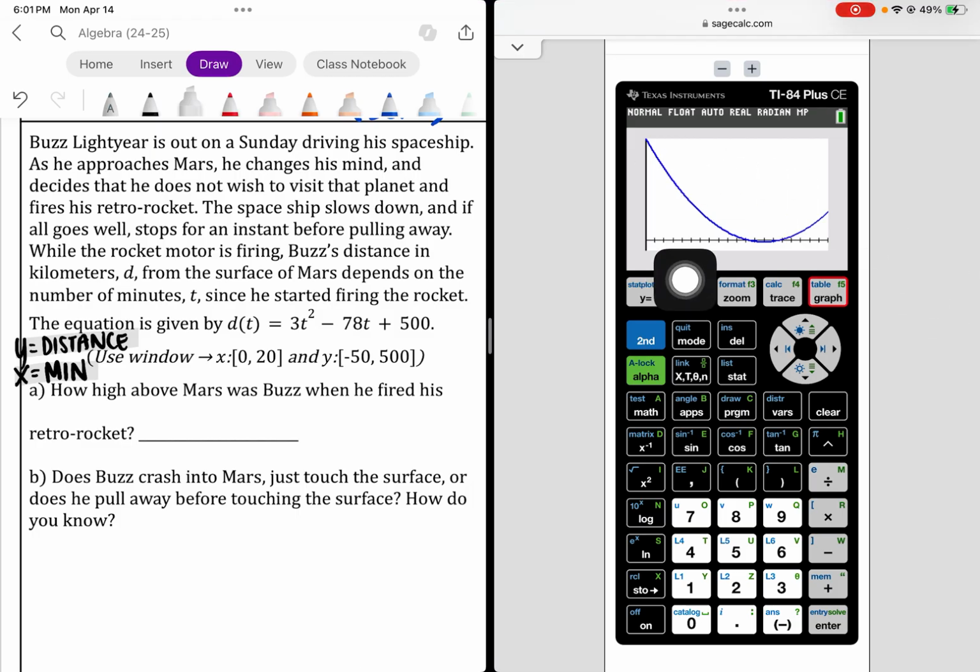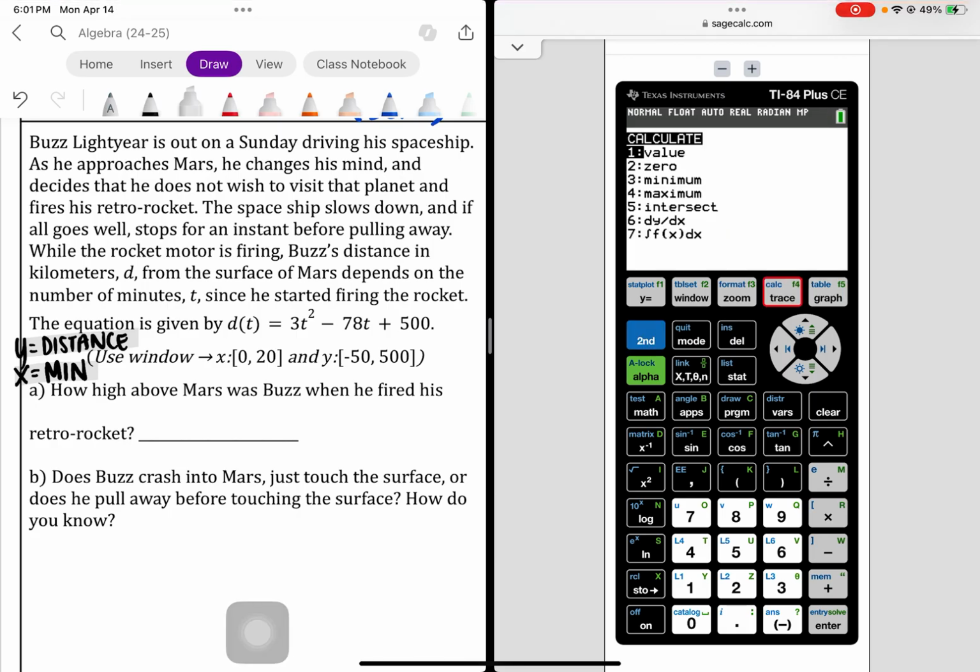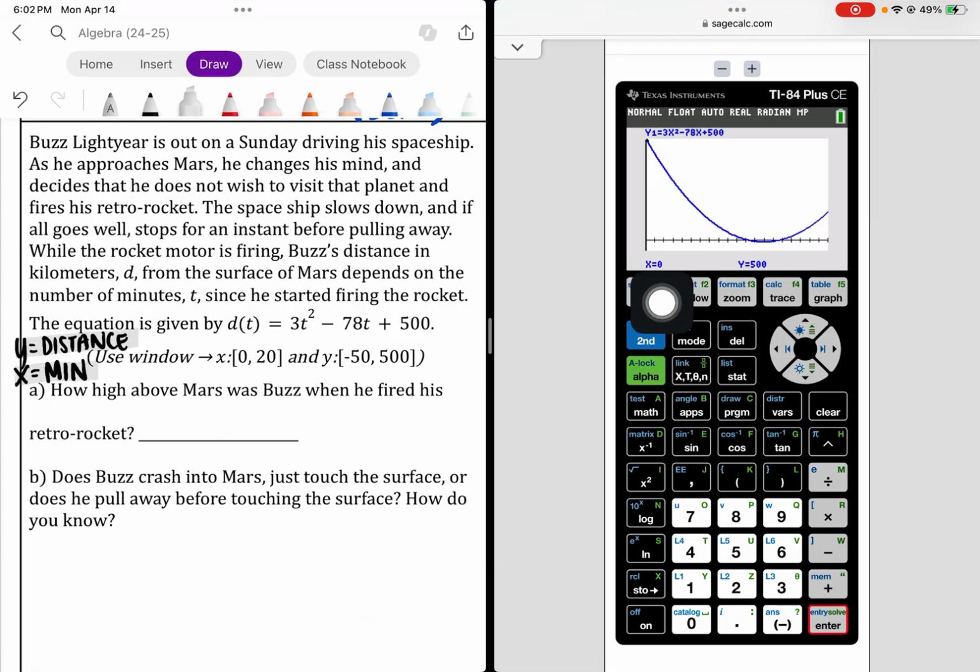So notice that we can really see that graph there. So we want to know, how high above Mars was Buzz when he fired his retro rocket? So again, how high before he even did anything? We're at the y-intercept, so we need to calculate, second calc, our value at our y-intercept when x is 0, and we are at 500. So before anything started happening, he was 500, and we're kilometers above the ground, so 500 kilometers.